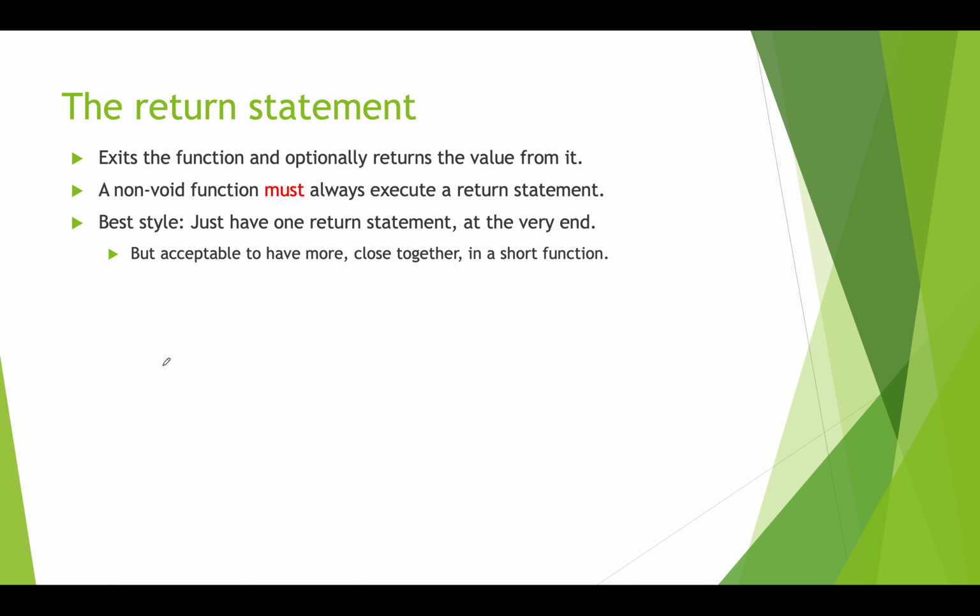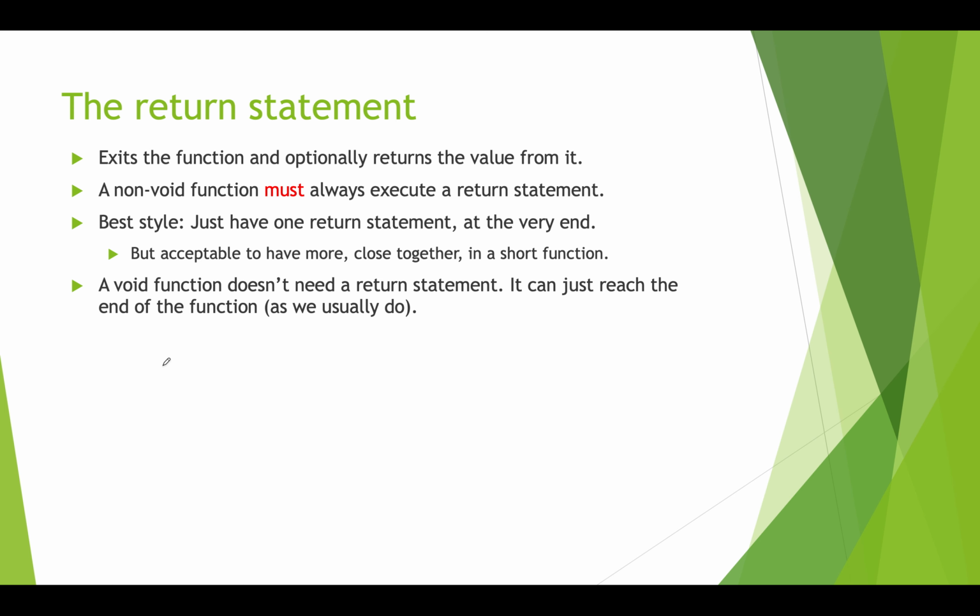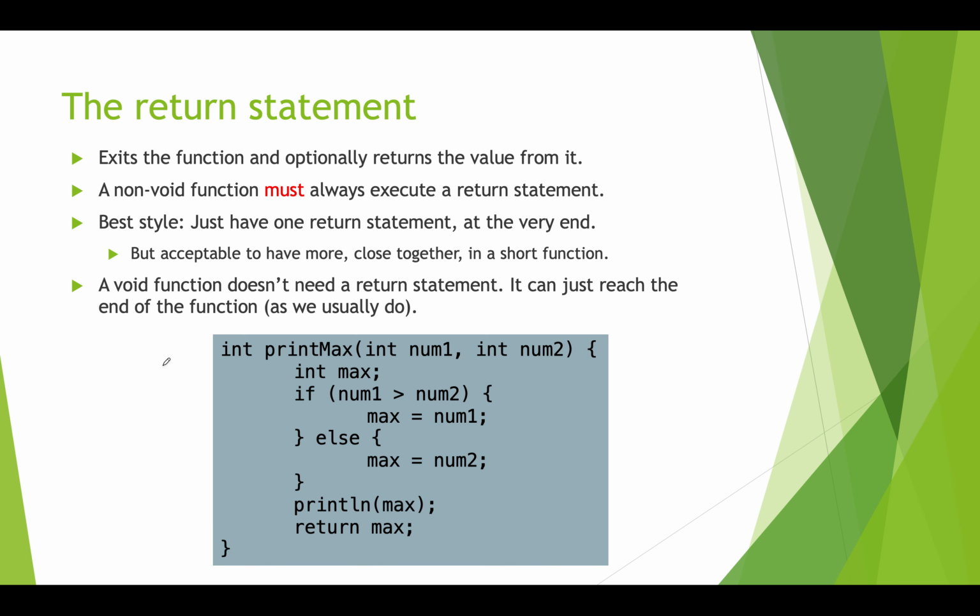Sometimes it's okay to have a couple of return statements at the end, depending on different cases, and that's okay as long as they're close together and towards the end in a short function. What's really difficult is when you have a long function and there's a return statement buried somewhere in the middle of it that people don't really notice. A void function doesn't actually have a return statement. There's an implicit return statement at the end, the last line of the function, that the compiler pretends is there if you don't type it in. So we don't normally bother typing it in.